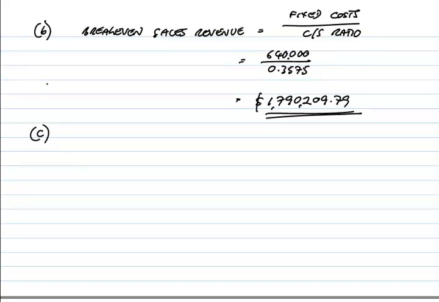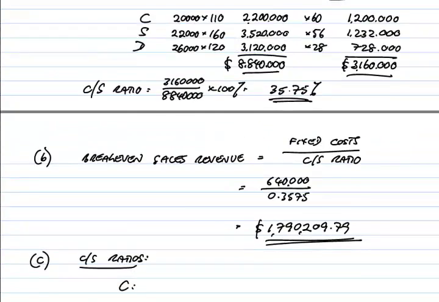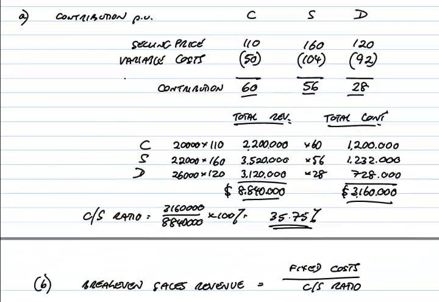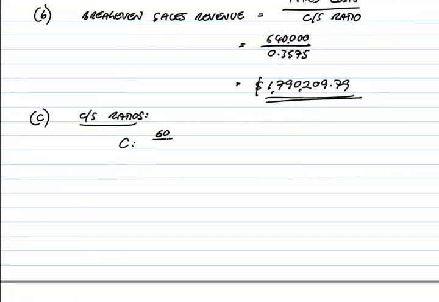First of all, we need to work out the CS ratio for each product individually. C, S and D. Well, we've got our workings above. For product C, we know the contribution is 60 and the selling price 110 per unit. So the ratio is 54.55%.